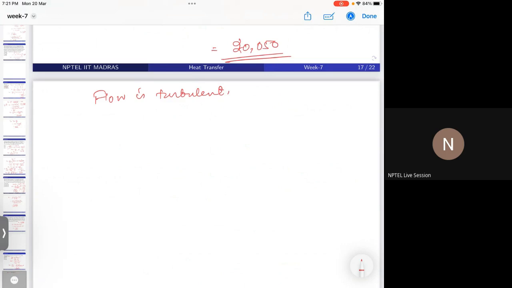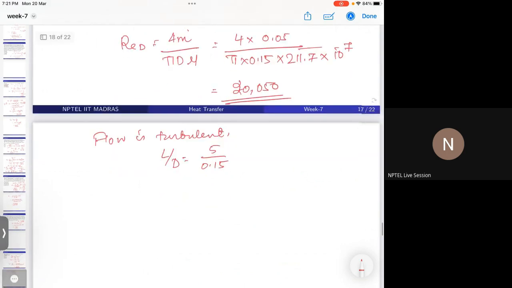Can you please check whether we can assume the fully developed regime? Calculate L by D, which is 5 divided by 0.15. What is L by D? Can you please calculate?